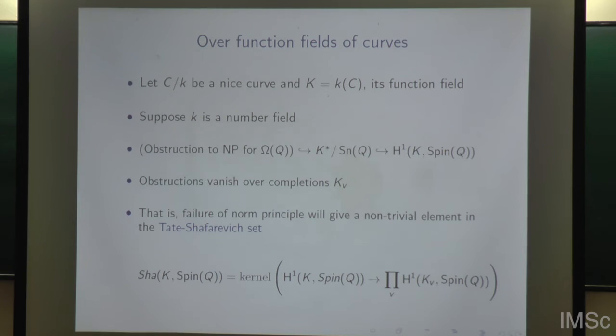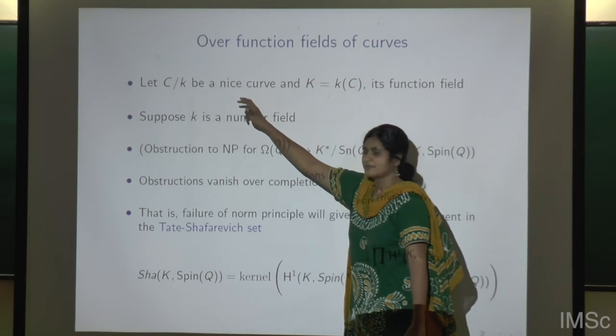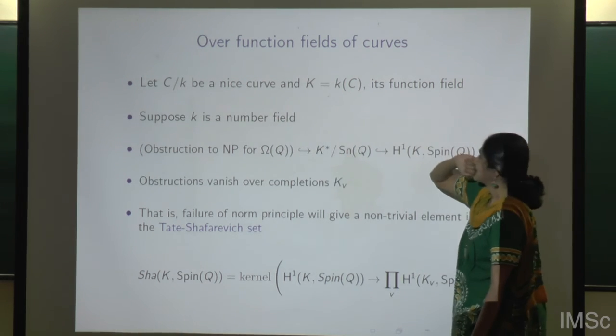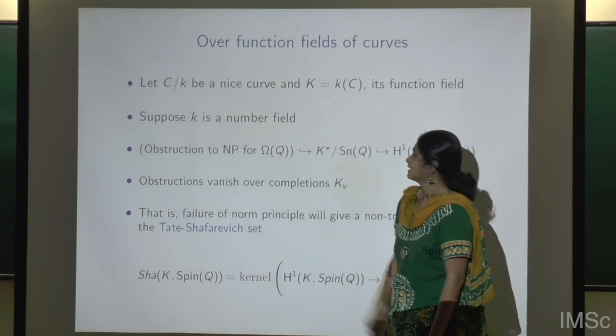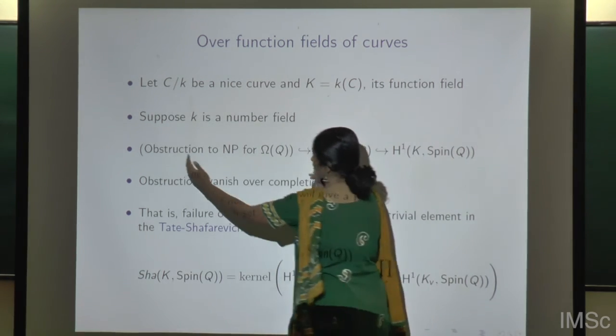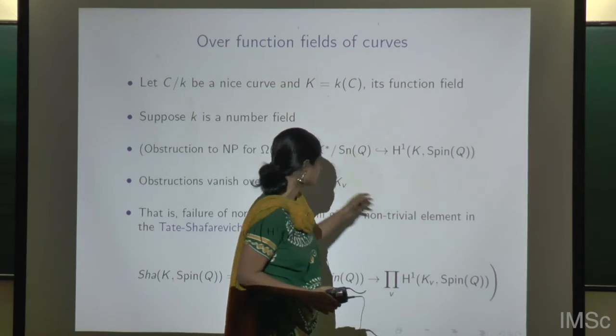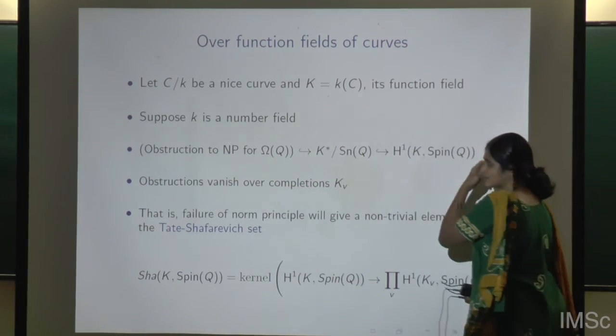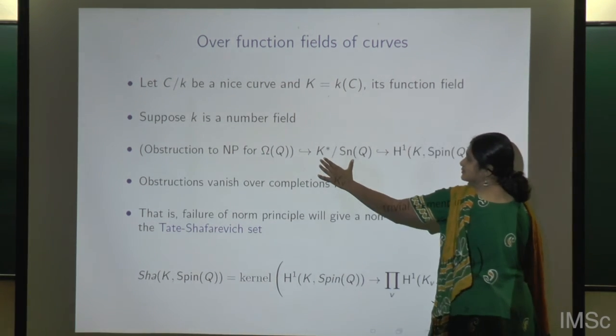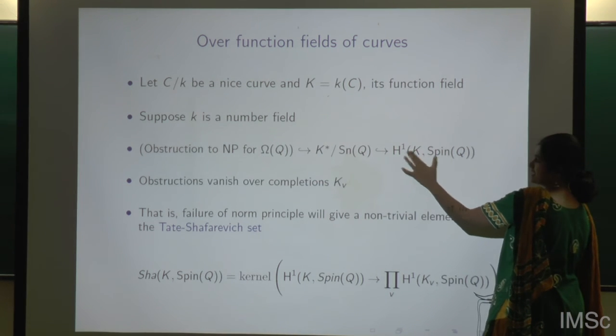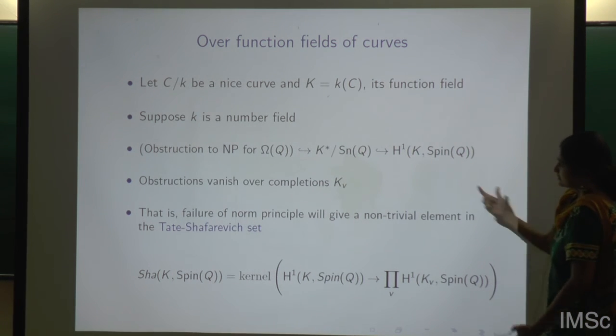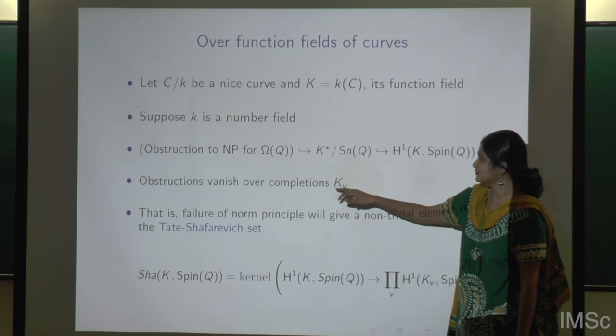I was not able to give you counterexamples. I was not able to give you a definite answer, but maybe I can try to convince you that this is a somewhat hard question, because of the following. Take a nice curve over a field and let capital K be its function field. Assume that the base field is a number field, for example. We realize that this obstruction group basically lived inside K* mod spinor norms. So whatever the problematic scalars are, they lie inside K* mod spinor norms, which sits inside this Galois set, H^1(K, Spin Q).